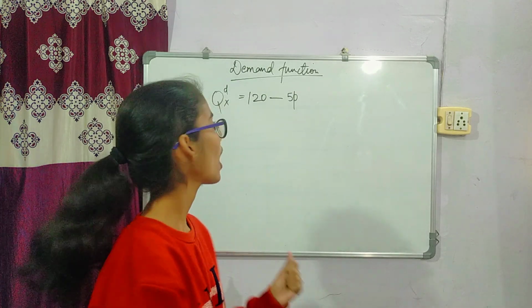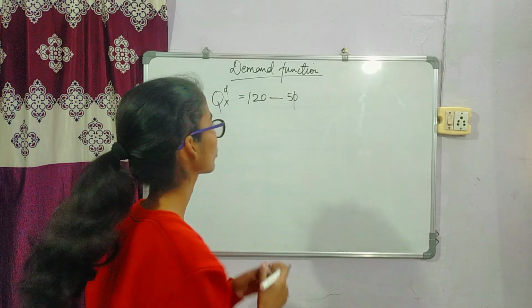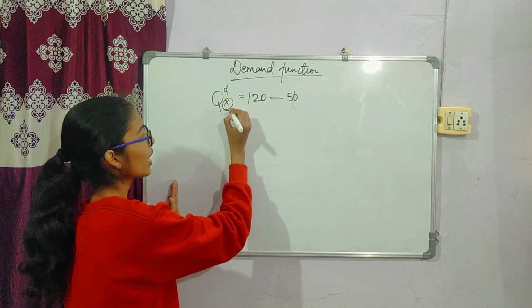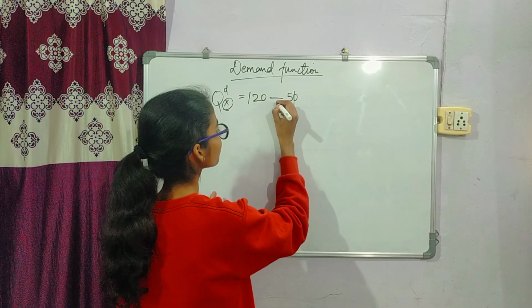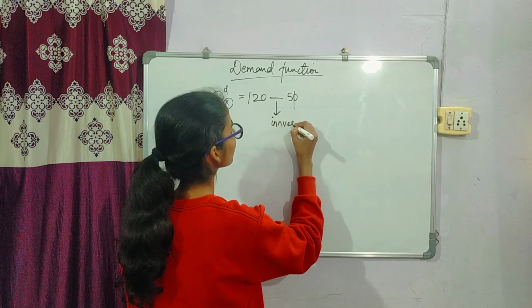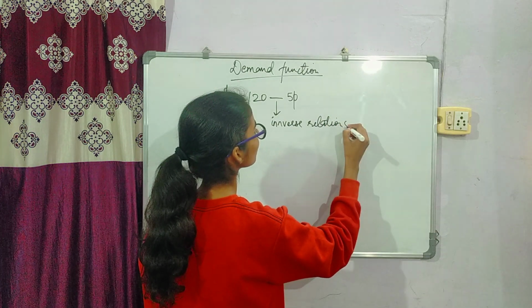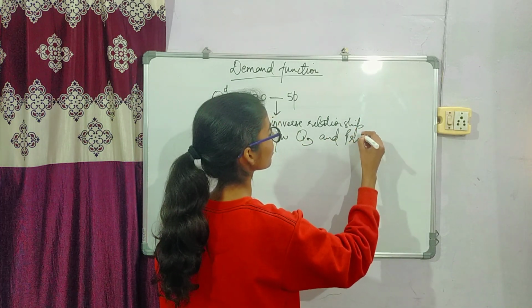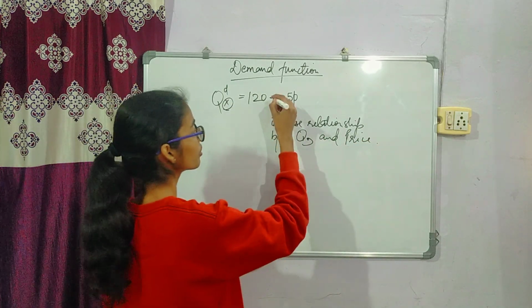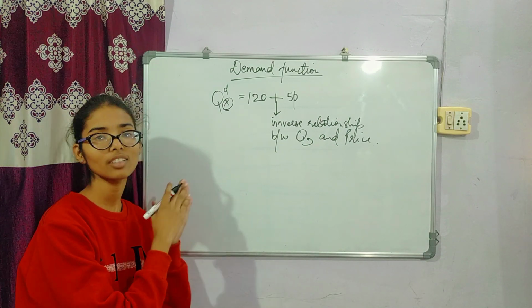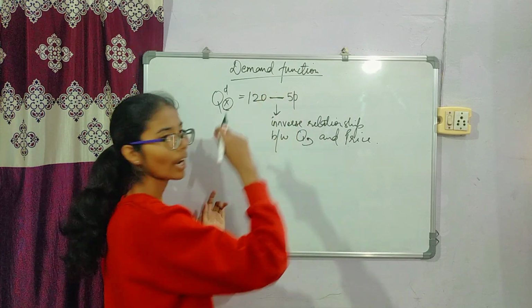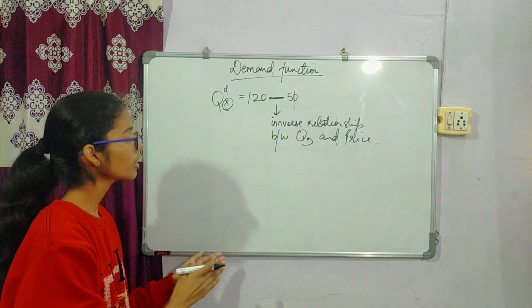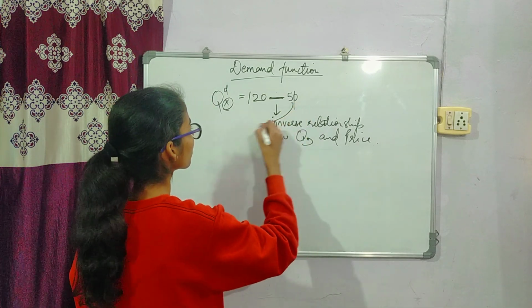So let's start how we plot this equation graphically. This is the demand function, where this is the quantity demanded of a particular commodity X, and this is price, and this sign indicates the inverse relationship between quantity demanded and price. If we put a positive sign here, then it becomes the function of supply, because price and supply have a positive relationship. So first of all, understand that this sign indicates the inverse relationship between price and quantity demanded.